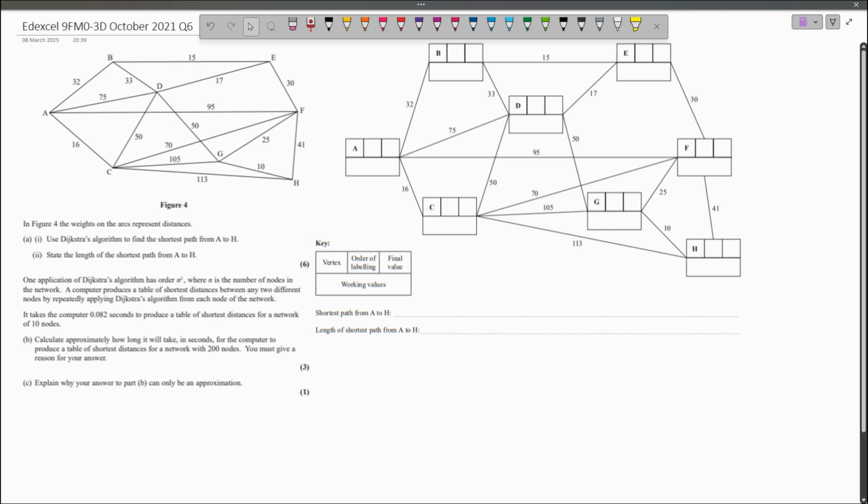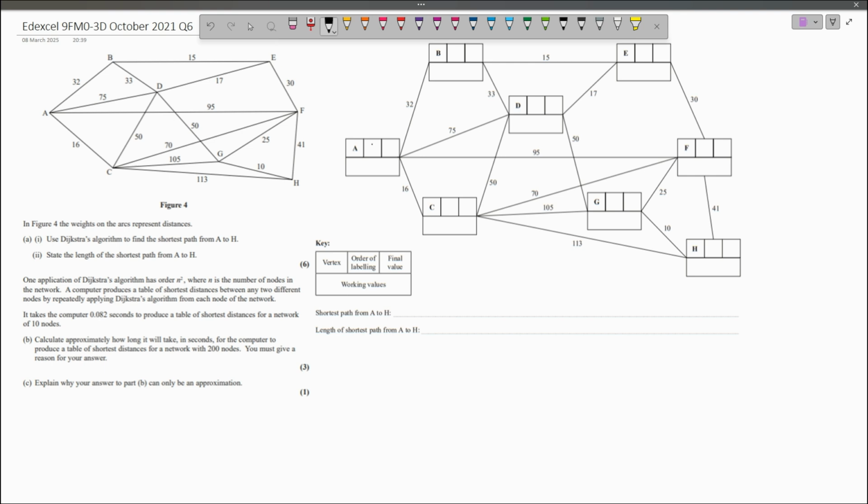Mike Maths video. This time we're attempting question 6 from the October 2021 Edexcel Decision Maths paper. We're told that in figure 4, the weights on the arcs represent distances, and we're asked to use Dijkstra's algorithm to find the shortest path from A to H and state the length of the shortest path from A to H. So we're going to start at vertex A.